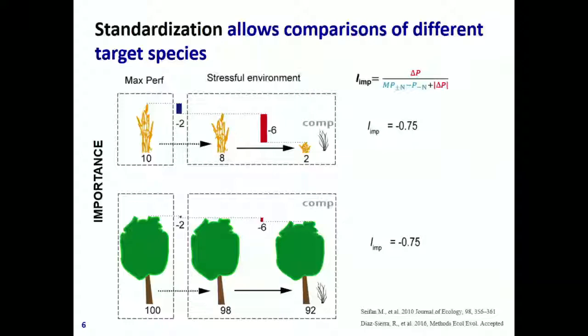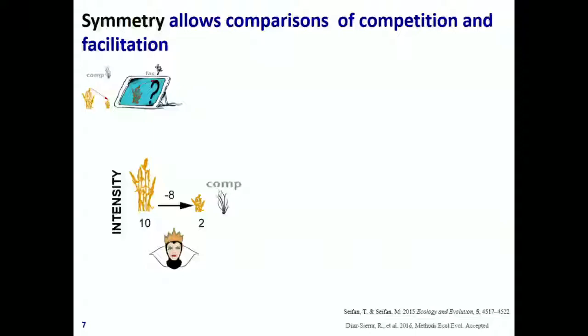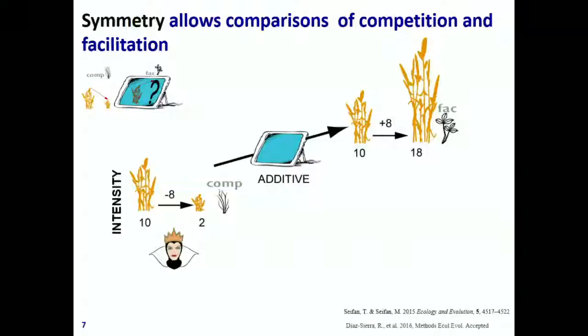And the second property is symmetry, that, as I told you, allows comparison of competition and facilitation. So we have the evil queen waiting to know if this competition of 8 units, what does that mean for facilitation. And of course, the most intuitive answer will be, if competition reduces 8 units, facilitation has to add 8 units to be symmetric. So it will say that these two effects are the same. Well, at least I think some field ecologists tend to think about the symmetry of the effect of interactions. But there are no additive indices for intensity. There are additive indices for importance, but they are not normalized, so it doesn't work either.